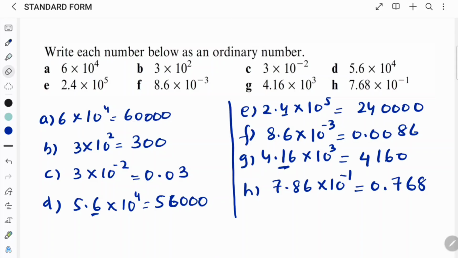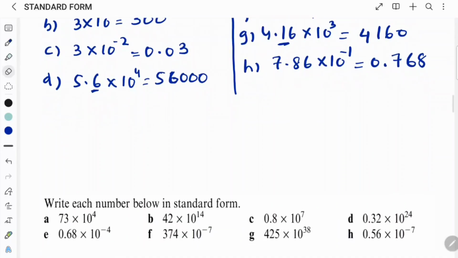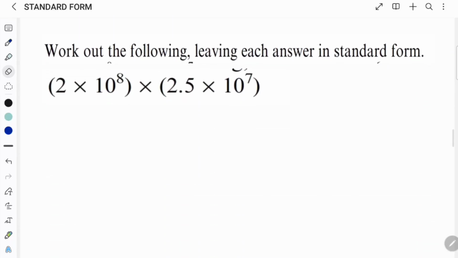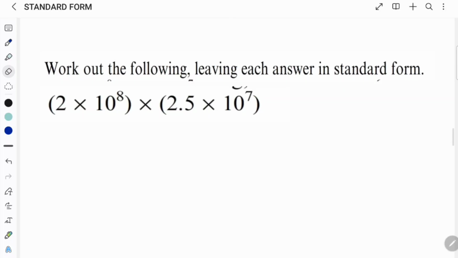Okay, now before we go to the past paper question, we do some addition, subtraction, multiplication, division question before we start the past paper questions. Okay, so you can understand then what to do. Okay, now work out the following and leaving each answer in the standard form. Okay, I think yes, this question.